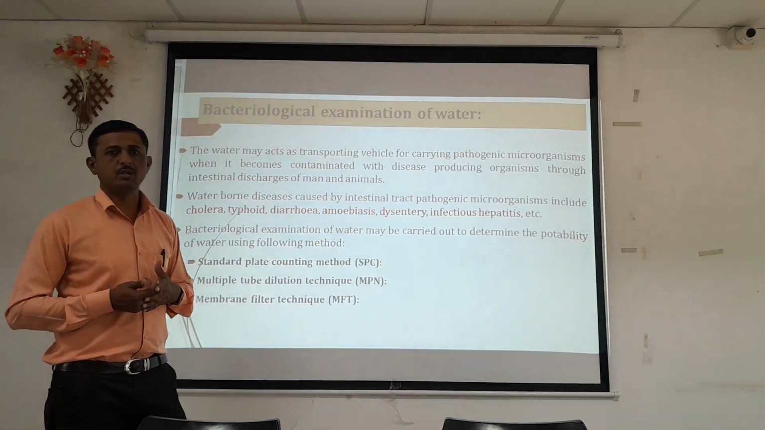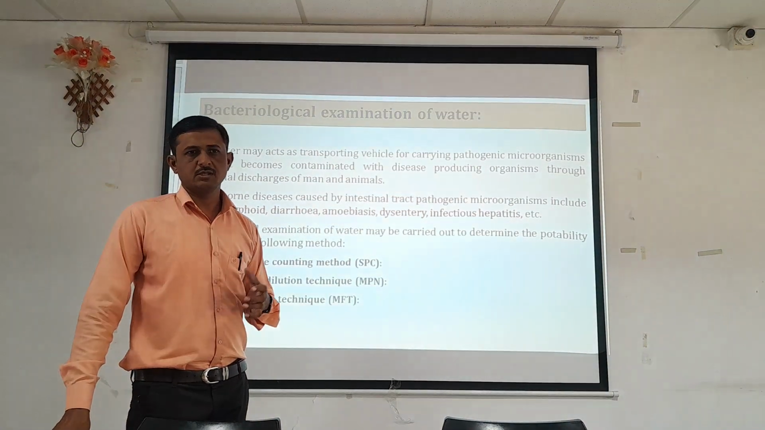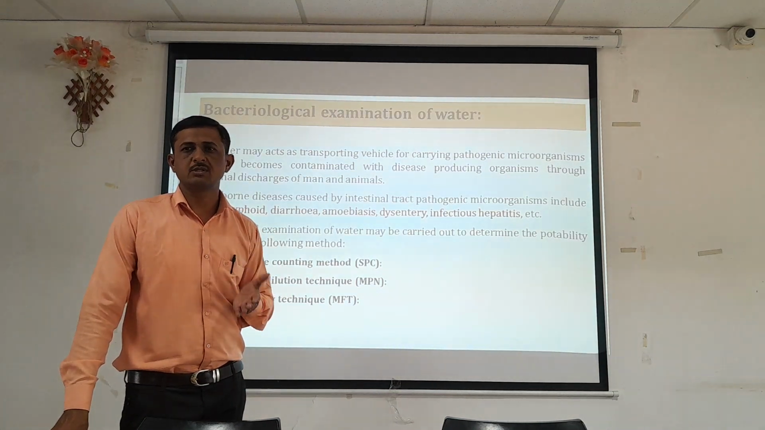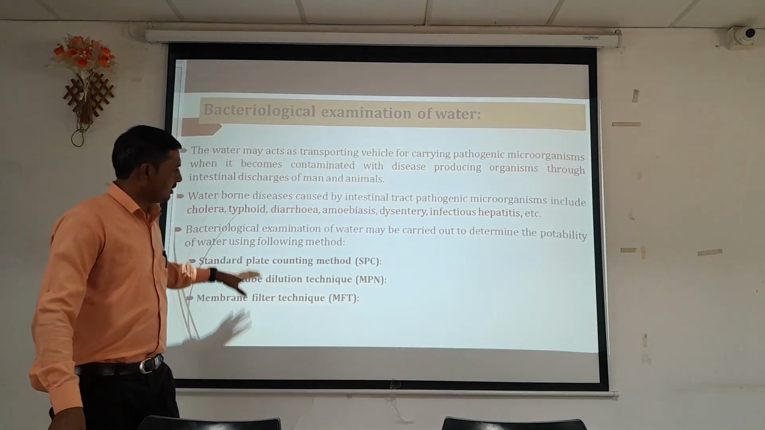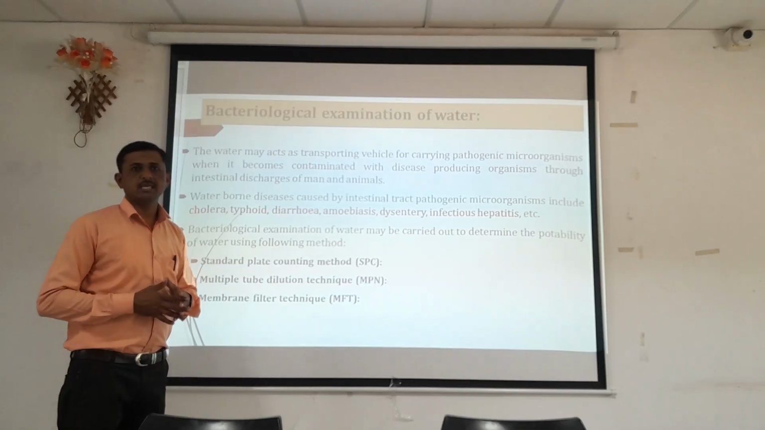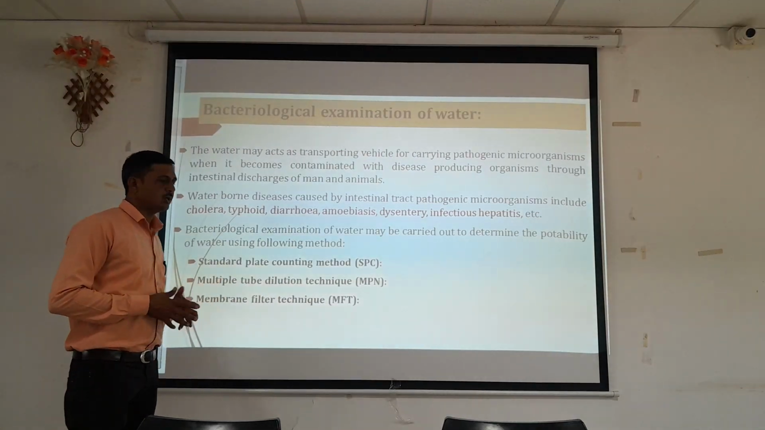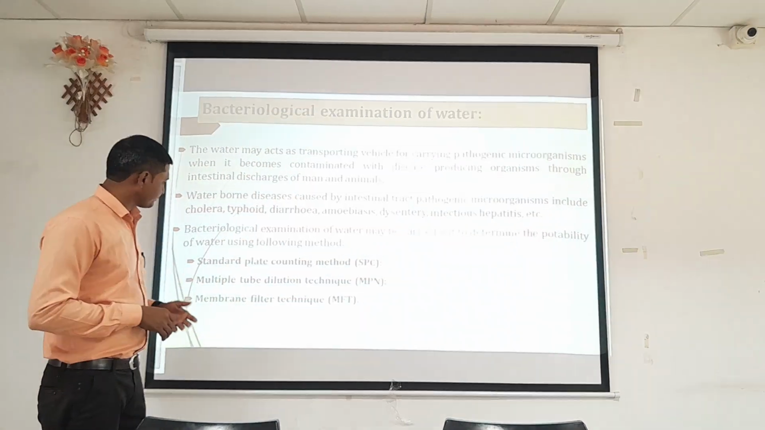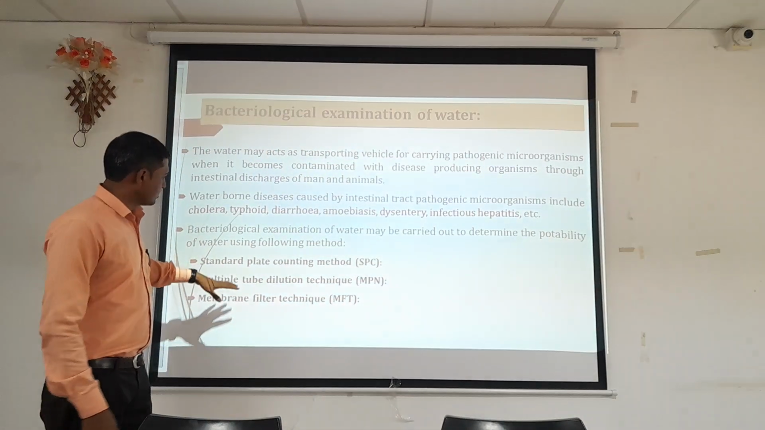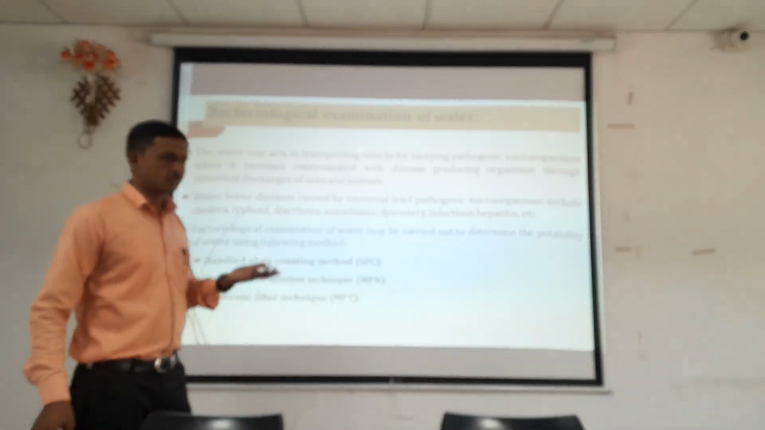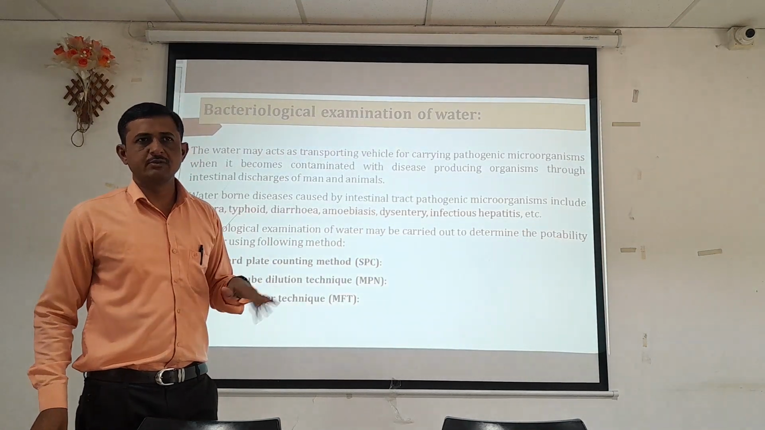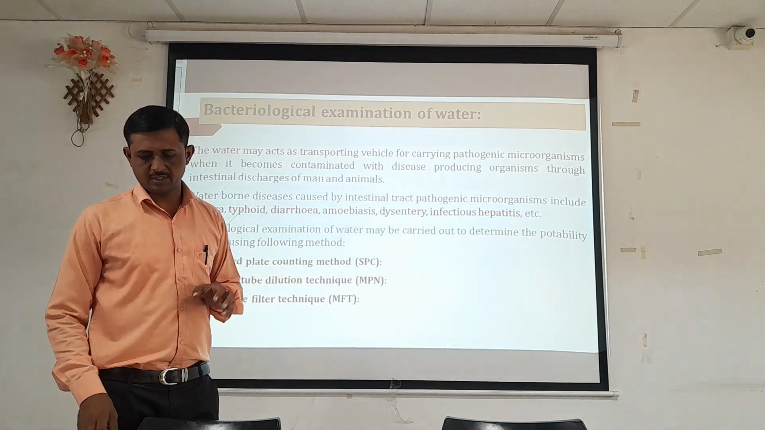To determine the water quality, we use different methods by which we detect whether the water is contaminated by fecal contamination or not. These include the standard plate count, or shortly SPC. Another is the multiple tube dilution technique, the MPN method. Then the membrane filter technique, that is MFT. We can also say most probable number in case of MPN. So these different methods are used to determine the water quality.